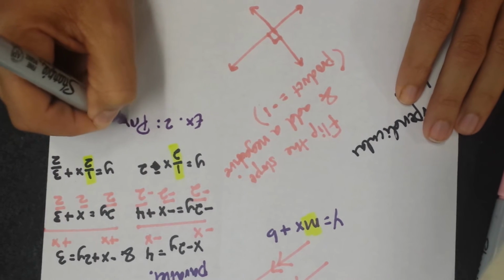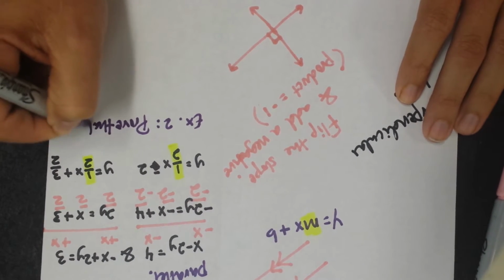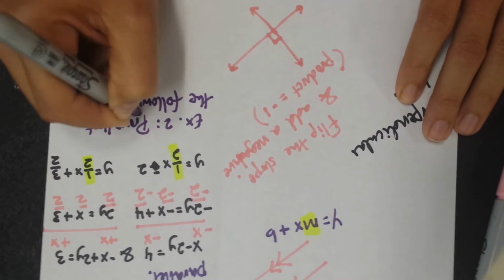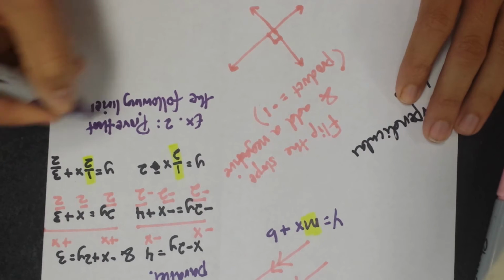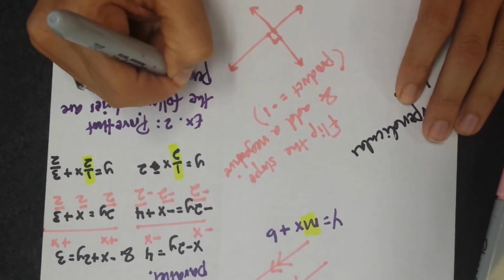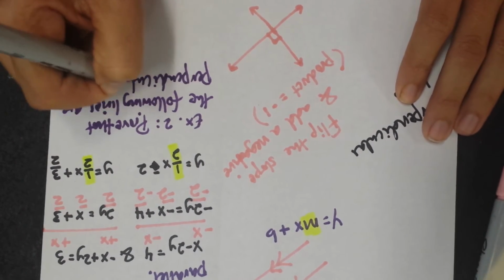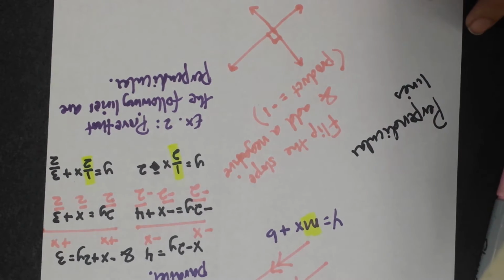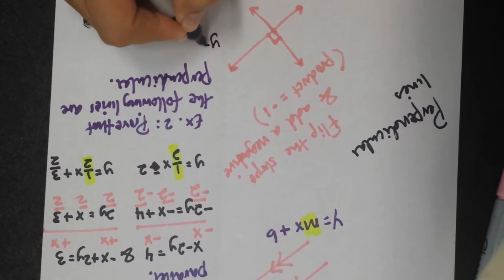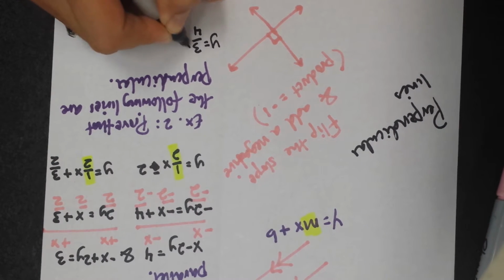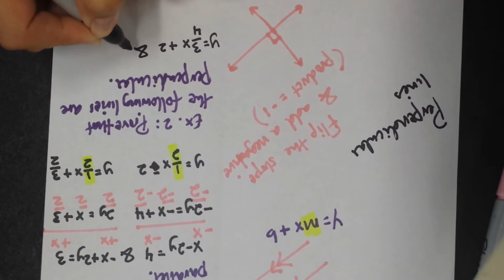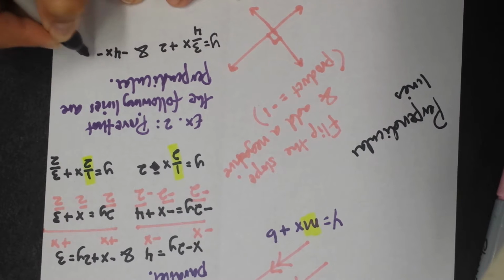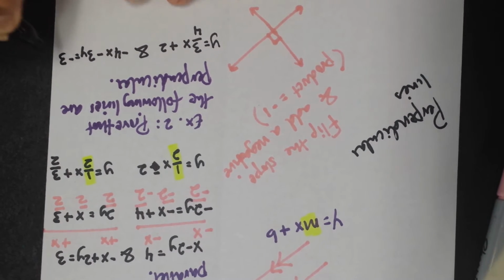Example 2. Prove that the following lines are perpendicular. Let's take a look at two equations. y equals 3 over 4x plus 2, and negative 4x minus 3y equals negative 3.